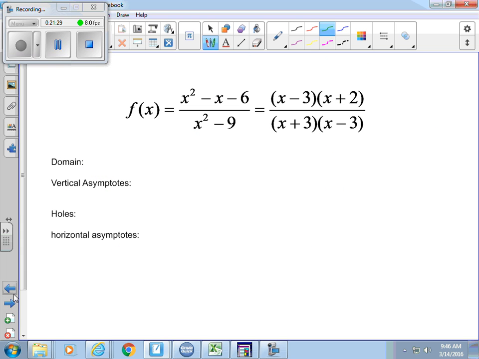Okay, try this one. I even factored it for you, just for time purposes. So see if you can go through and find the domain in interval notation, the vertical asymptotes, the holes, and the horizontal asymptotes. So there's a lot of rules to follow, but once you know the rules, you're good to go.